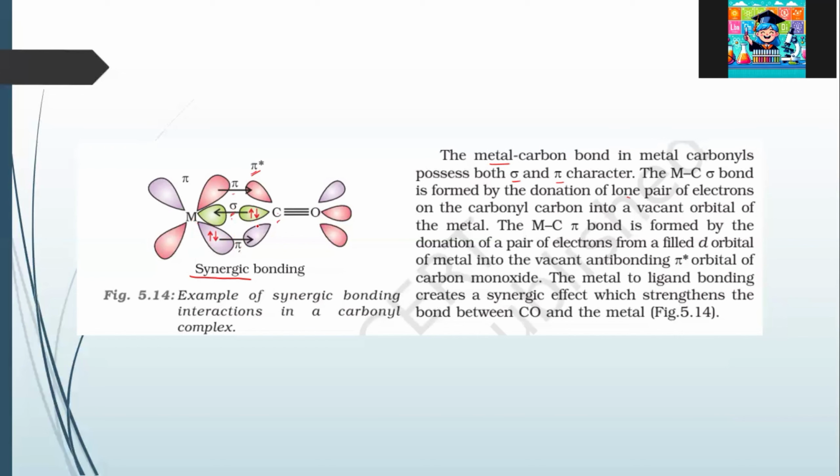So the already present sigma bond is enhanced, or made stronger, when pi bonds are formed. This is happening because this carbon has an antibonding orbital, pi star orbital, which is vacant. So this causes a synergic effect and it strengthens the bond between the carbonyl and the metal. So carbonyl ligands form a variety of complexes with different metals.